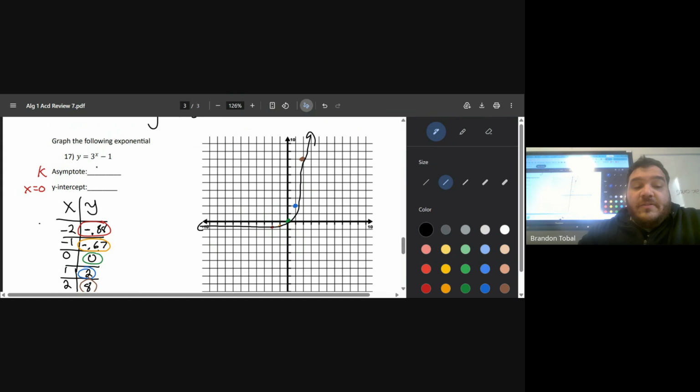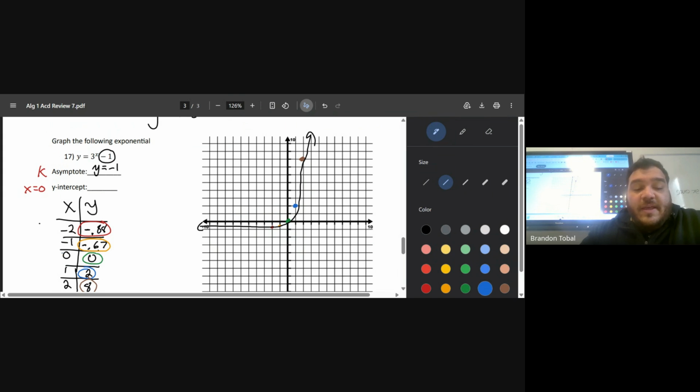All right, so the asymptote is going to be y equals -1. Remember, it's always just a k value. If you don't have a k value, what number is it? You will have 0. So if it's not a number, you have 0.